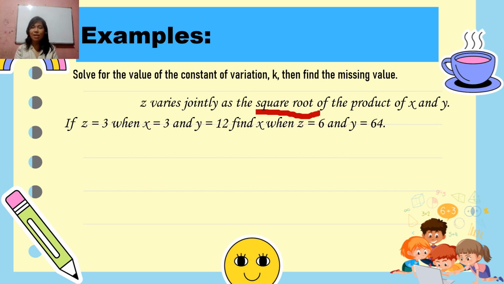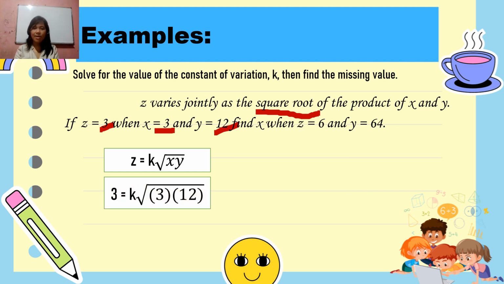So, paano bang gagawin natin para makuha natin yung mathematical equation? So, Z equals K times the square root of x and y. Kasi product of x and y daw, the square root of the product of x and y. So, yun yung kailangan bantayan ha in every variation statement, yung may square o yung may square root para hindi kayo magkamali. Alright? Solving for k, we just need to substitute z with 3, x with 3, and y with 12.